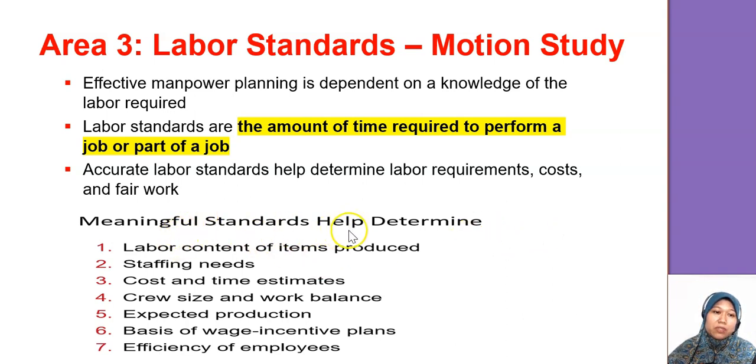Meaningful standards help to determine labor content. What are the tasks needed? The staff needed, how many workers you need, the cost, you can calculate the cost, and then expected production. What is the output, hourly output? In 1 hour, how many can you produce by having 4 employees, let's say. And then we can also know the efficiency of the employees and so on.